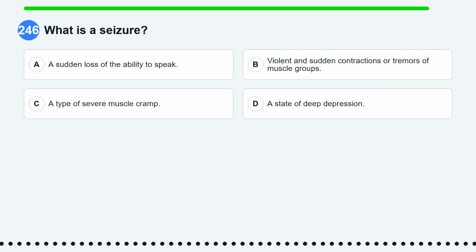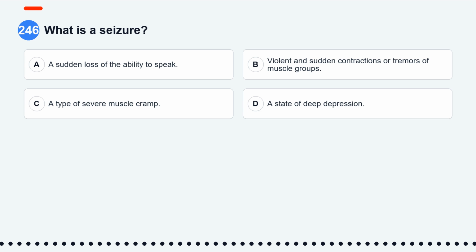Question 246. What is a seizure? Option A. A sudden loss of the ability to speak. Option B. Violent and sudden contractions or tremors of muscle groups. Option C. A type of severe muscle cramp. Option D. A state of deep depression.